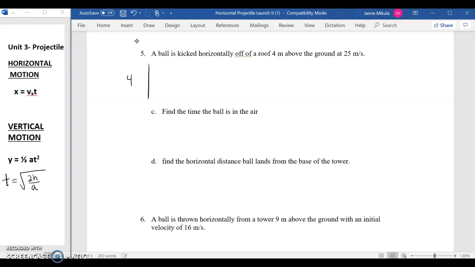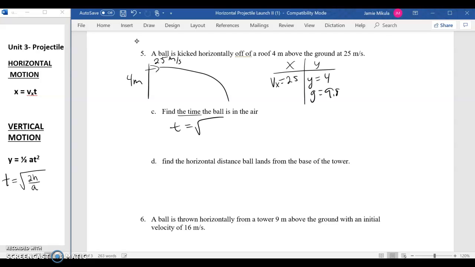Number 5, a ball is kicked horizontally off of a roof. Okay, so we're standing 4 meters above the ground. It's kicked out horizontally at 25 meters per second. So if I list my x and my y, vx is 25, y is 4. Remember that you have gravity, and we want to solve for time.